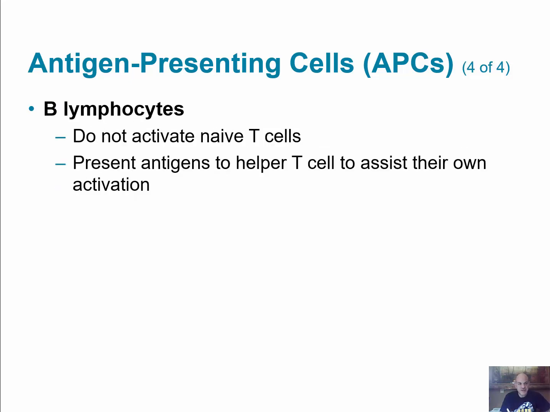And then the B lymphocytes do not activate the naive T cells when presenting, but the antigens that they present go to the helper T cells, and they assist in the helper T cells' activation.